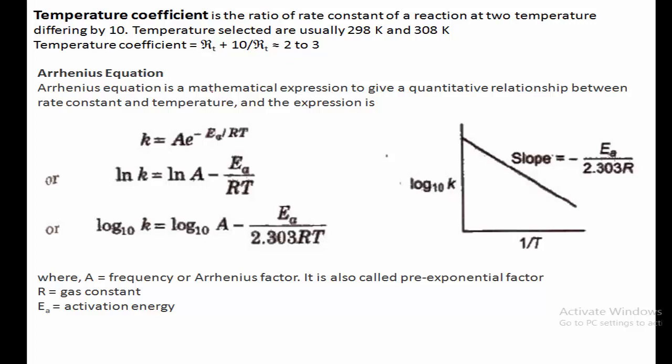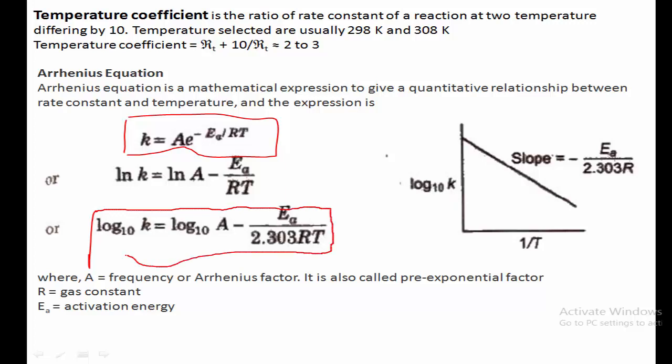Then the Arrhenius equation is a mathematical expression that gives a quantitative relationship between rate constant and temperature, and the expression is k is equal to A e to the power minus Ea divided by RT. One of the important expressions, the Arrhenius equation, where A is the Arrhenius factor or frequency factor. It is also known as the pre-exponential factor. R is the gas constant, Ea is the activation energy, T is temperature, k is the rate constant. If we further simplify this, we will get this equation also. So remember these equations, and this is the graph obtained when we plot log k versus 1 by T. The slope obtained will be minus Ea divided by 2.303 R.